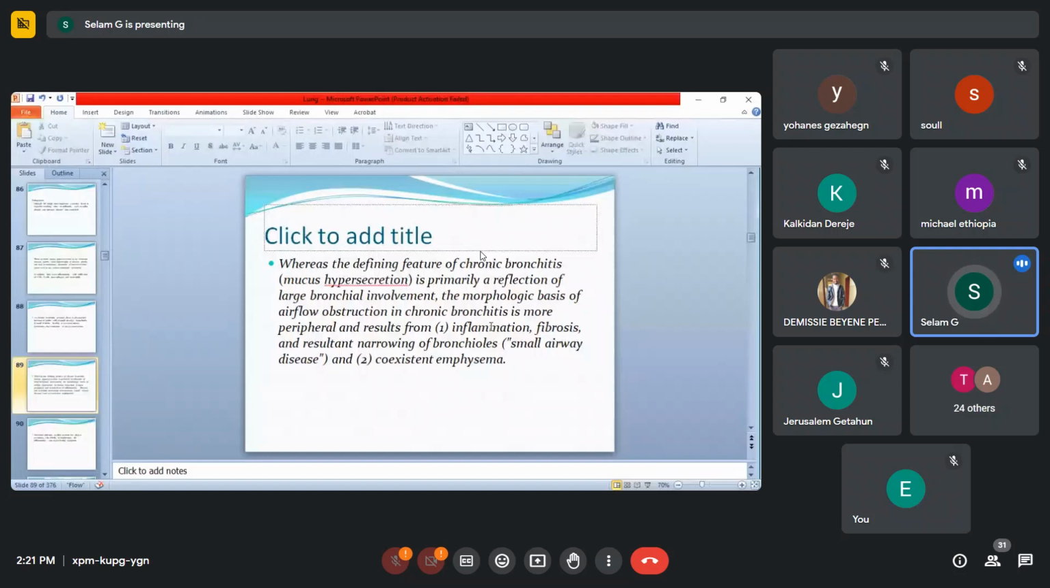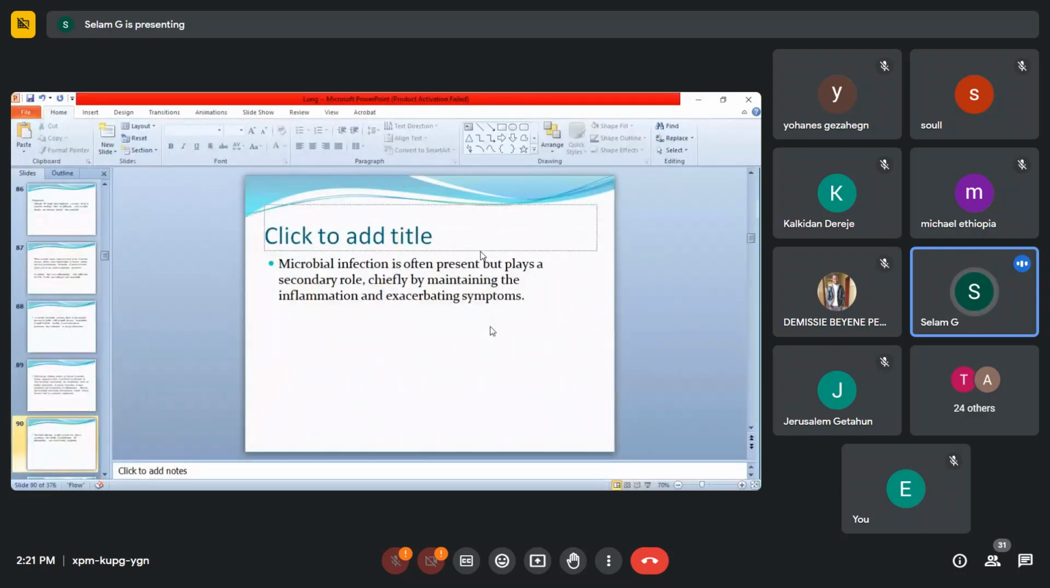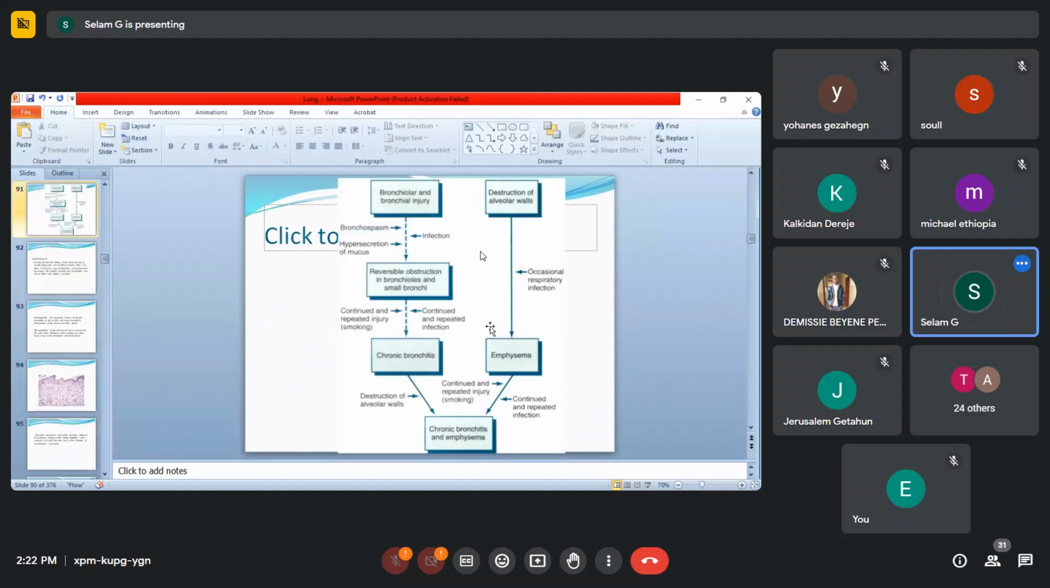Microbial infection is often present but plays a secondary role, chiefly by maintaining the inflammation and exacerbating the symptoms. So, if the patient has bronchitis and emphysema, both may be exacerbated by the presence of infection, resulting in inflammation, and inflammation releasing cytokines and proteases and the like.